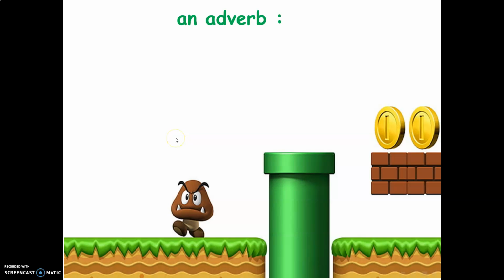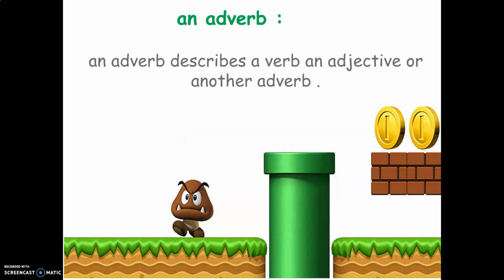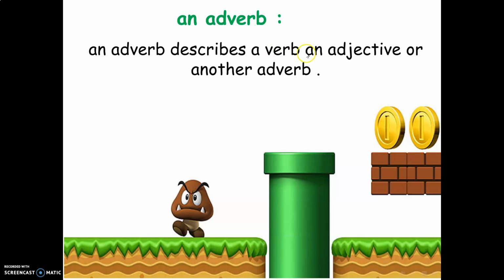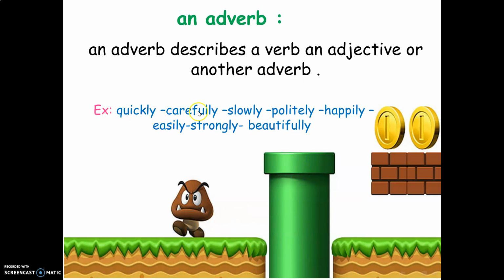Okay? What about an adverb? An adverb describes a verb or an adjective or another adverb. Give me examples using adverbs. We have quickly, carefully, slowly, politely, happily, easily, strongly, and beautifully. Usually, girls, the adverb ends with ly. For example, she walks quickly. She walks slowly.